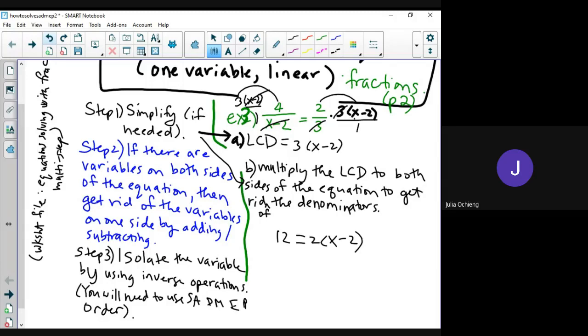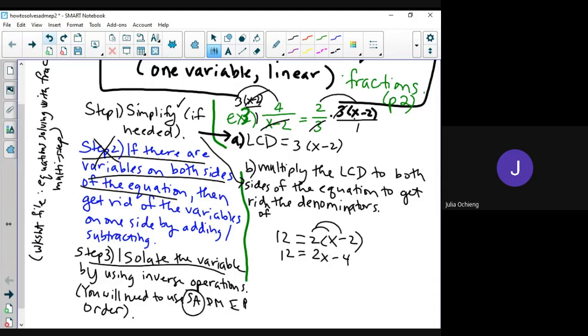I've gotten rid of the fraction, but I still need to simplify, so I'm going to do that. So 2x minus 4 equals 12. Step 2 is if there are variables on both sides of the equation, which there aren't, so I can skip that. Step 3 is to isolate the variable. So that's what I'm going to do. I'm going to isolate this x right here. And the first thing I have to do is get rid of anything that's subtracted or added to the x. So that's the minus 4 being subtracted. I'm going to add that to both sides.